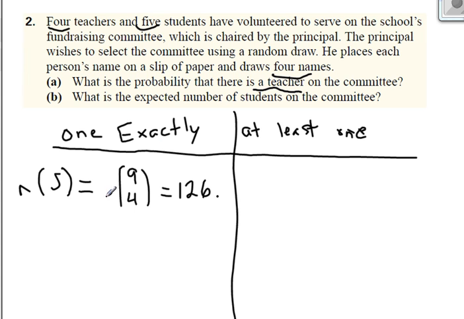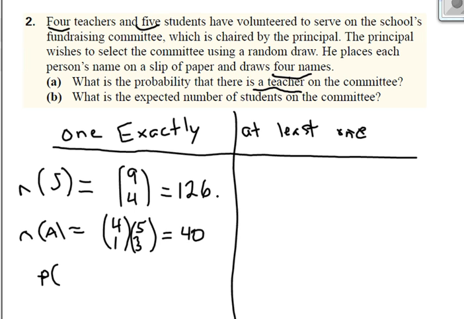Now, if I want exactly one teacher, then my event space is from 4 teachers, choose 1. Then you still need 3 people, and they're going to be students. So 4 choose 1 times 5 choose 3. And that gives me 40. So the probability of exactly one teacher is 40 over 126. And if you want that in decimal form, that would be approximately 31.7%.